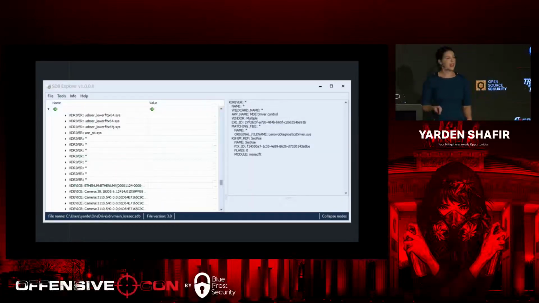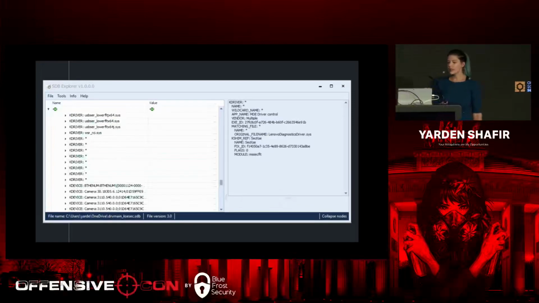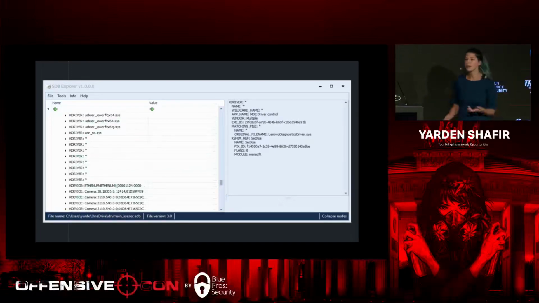So this is the shim database, drvmain.sdb, and all those stars there are different drivers that get hooked by MSSecFLT through the shim engine. So this, again, it's a bit small, but this specific example is the Lenovo Diagnostics driver, which is hooked because it allows looking and mapping physical memory.